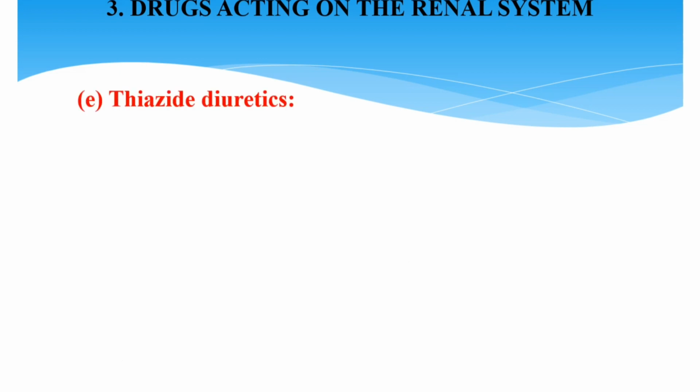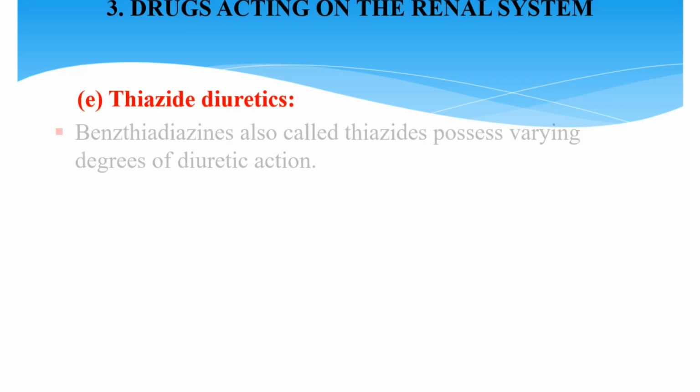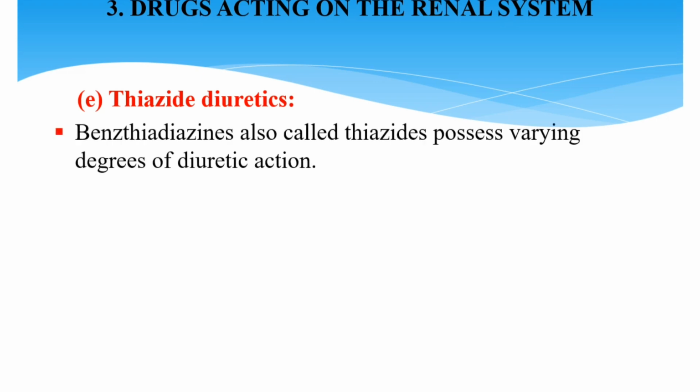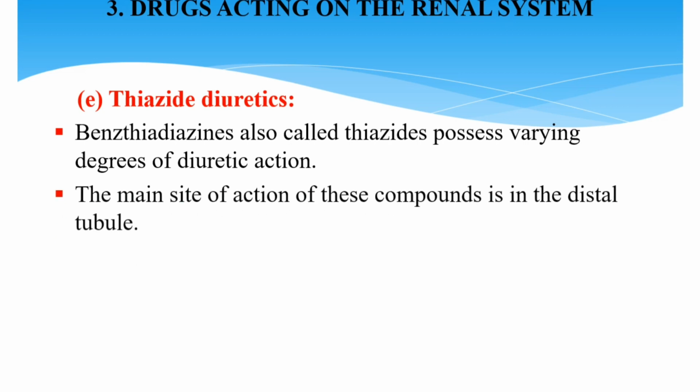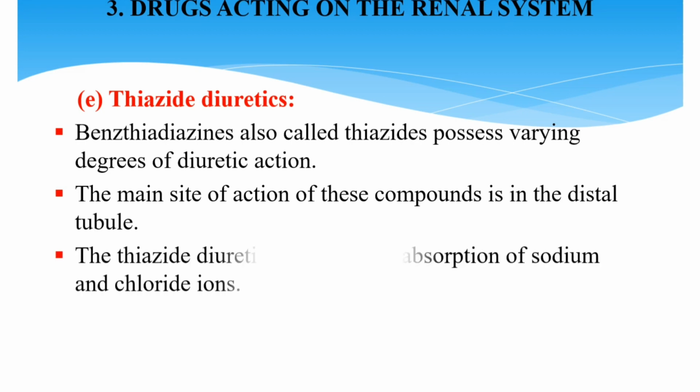Finally, we come to the last category, thiazide diuretics, benzthiazidines, thiazidines, also called thiazides, which possess varying degrees of diuretic action. The main site of action of these compounds is the distal tubule. Earlier also we have seen an example where the drug acts at the distal tubule. Here also it is the same.